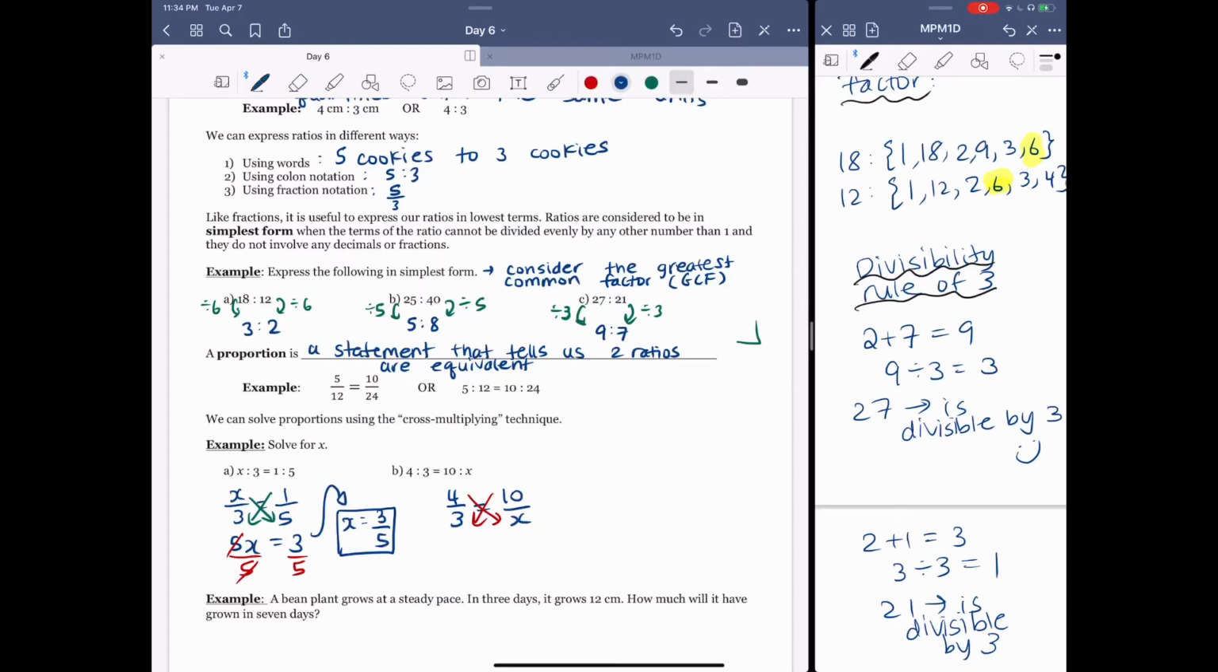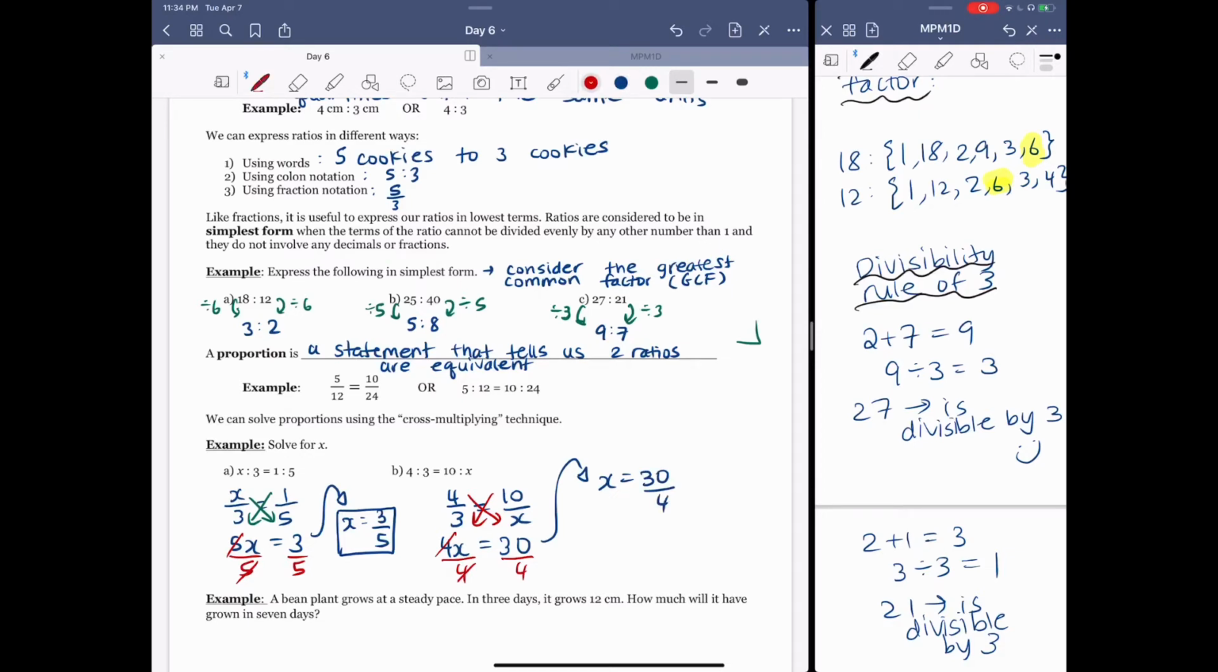And so I get, well, 4 times x is 4x, and 3 times 10 is 30. Next step, how do you get x by itself? Well, you're going to divide both by 4 to get rid of the value in front of the x. And I get x is equal to, well, 30 divided by 4. Do I want to keep it that way?